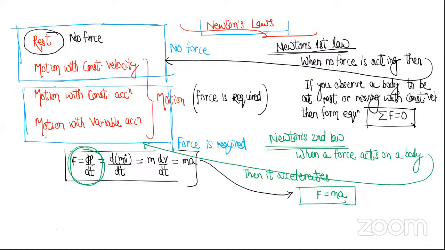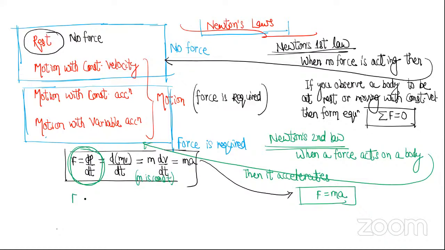Actually, what if m is not constant? Here I have assumed m is constant, and here I have assumed m is constant. What if m is not constant?